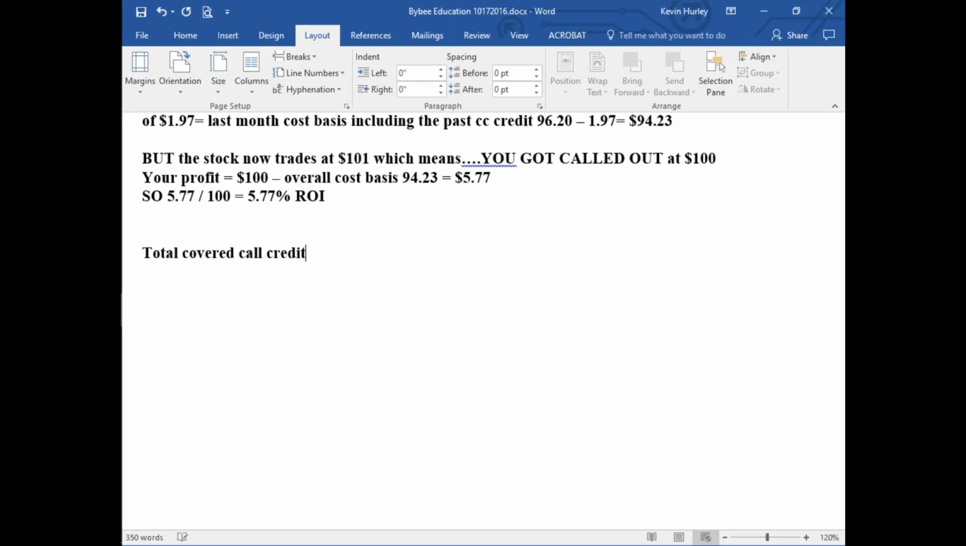Total covered call credits is equal to $2 plus $1.80 plus $1.97, which should equal $5.77. Profit for the last trade.